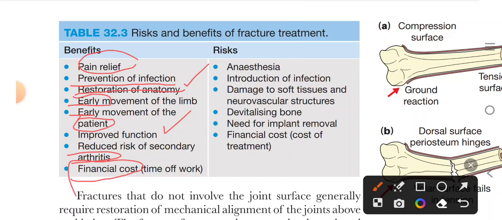And what are the risks? On top is any complication of anesthesia. Then any iatrogenic introduction of infection. Iatrogenic damage to soft tissues and neurovascular structures can also occur. Bone can become devitalized by soft tissue and periosteal stripping. If we put an implant, there will be need for its removal. Financial cost is increased in terms of expenses borne for treatment.